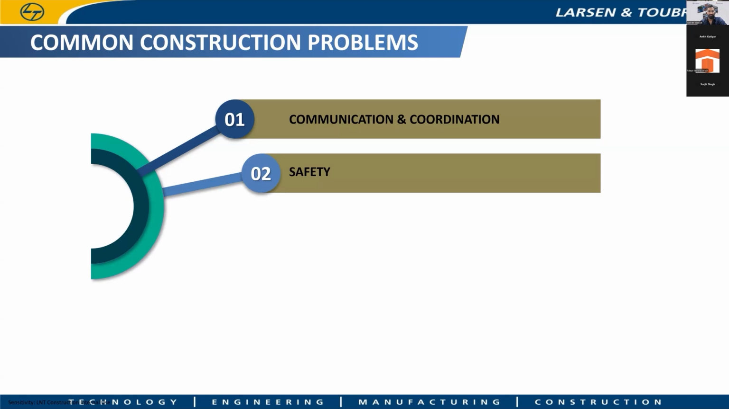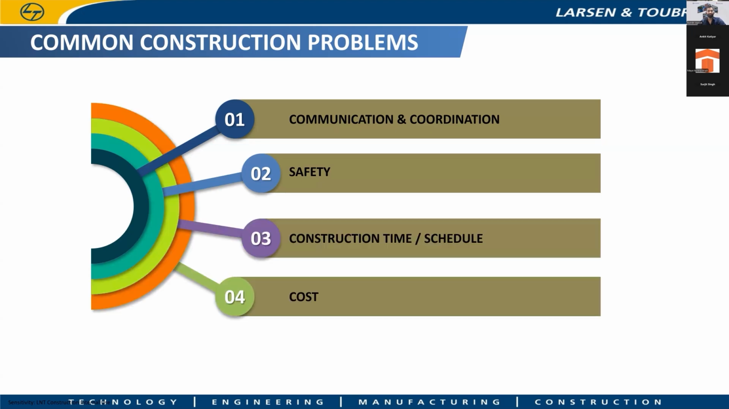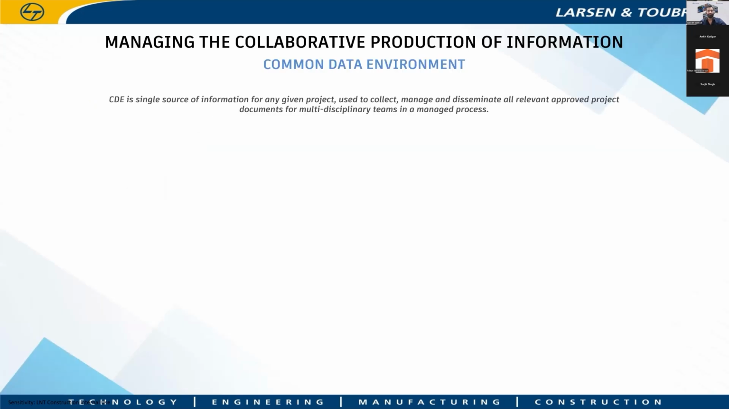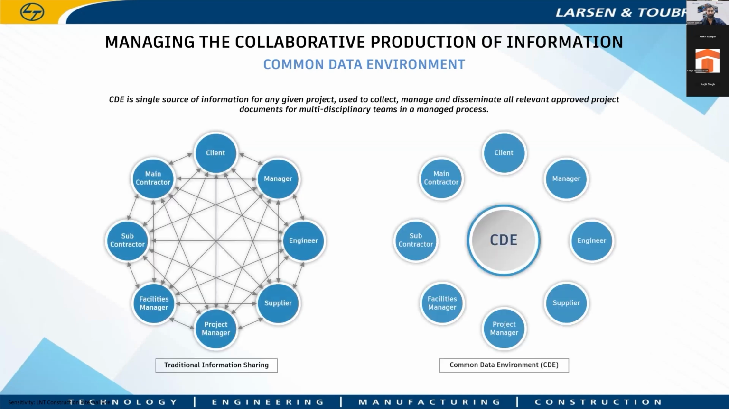When we say field BIM, the common construction problems we discussed with multiple sites fall into four major areas: communications and coordination, safety, construction time and schedule, and cost. We are trying to mitigate all these four construction problems through BIM. Start with communications. In the traditional way, communication happens all one-to-one.